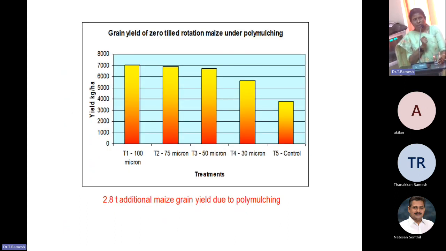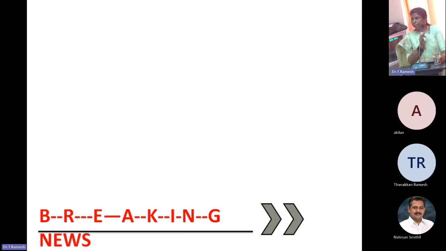So for maize also, other than weed control and moisture conservation, we got additional yield of 2.510. This sheet we used for cotton, without removing the sheet, we introduced maize. In that also we enjoyed all the benefits. So this technology worked for both C3 as well as C4 crops. So it means it can be extrapolated to all agronomic crops.